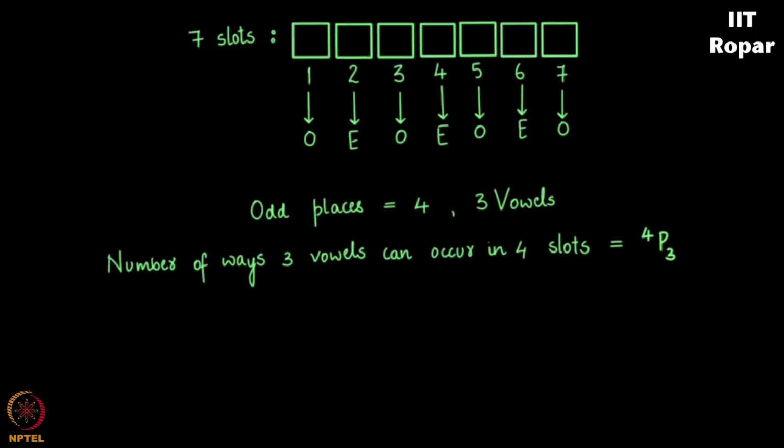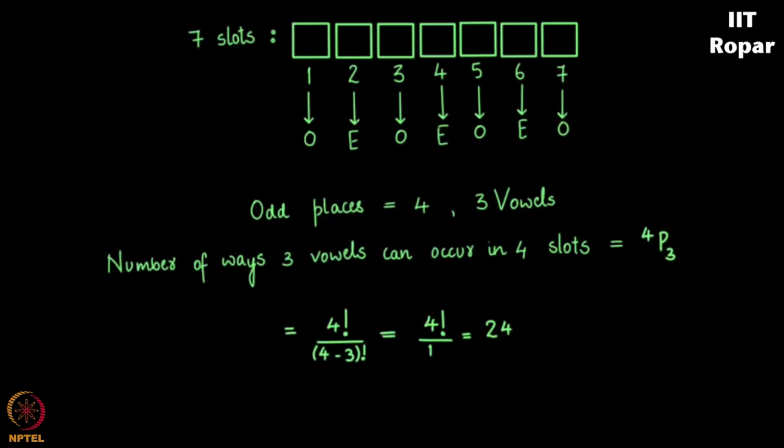4P3, which is nothing but 4 factorial by 3 factorial. This is nothing but 4 factorial by (4 minus 3) factorial, and this is 4 factorial by 1, which is nothing but 24. So in 24 ways, the 3 vowels can occur in 4 odd slots. You see there are only 3 vowels here and 4 consonants. So we still have 4 places remaining after the 3 vowels take 3 places.